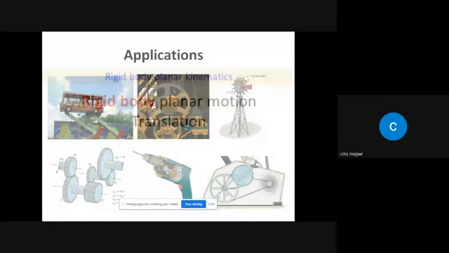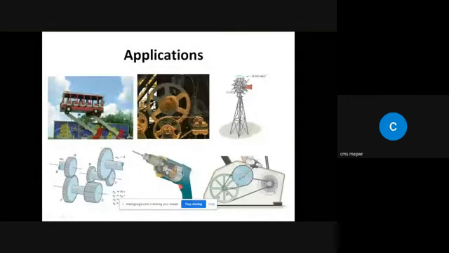Definitely the question arises in everyone's mind: why do we want to go for a rigid body analysis? Since we have already done our particle analysis, why can't we consider everything as a particle? In most cases, the size of the body plays an important role. For example, if you look over here, we have a few applications, and in each of them, the size is playing an important role.